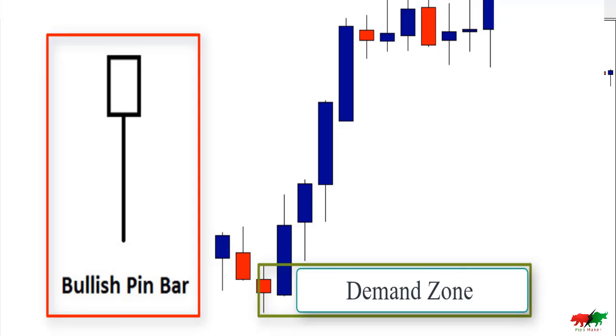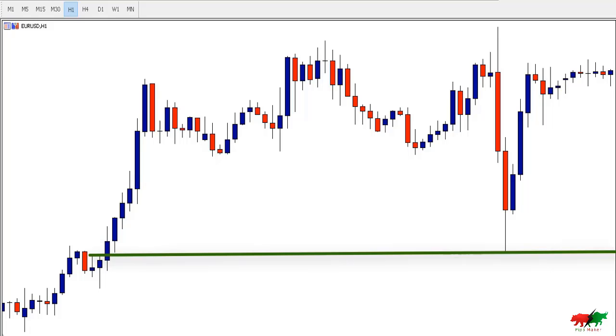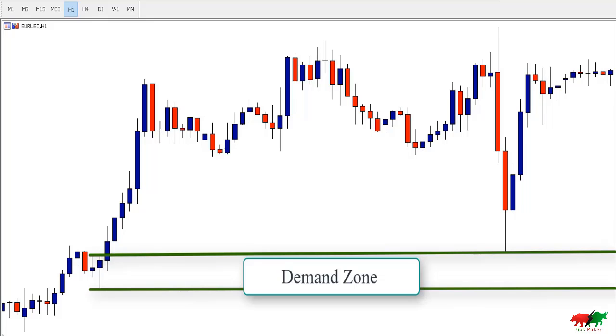And if a pin bar doesn't have a nose, we can draw the proximal line at the close price of the candle. Let me now give you some real chart examples. This is the Euro US dollar 1 hour chart. As you can see, this is a rally base rally demand zone. The pacing candle is this bullish pin bar. So to draw the zone, we just draw a proximal line at the upper shadow and the distant line at the lower shadow.